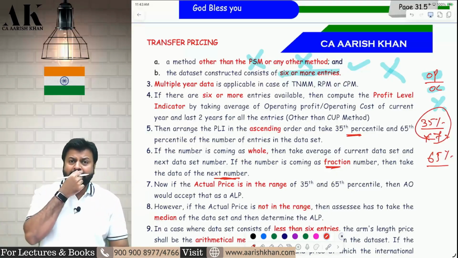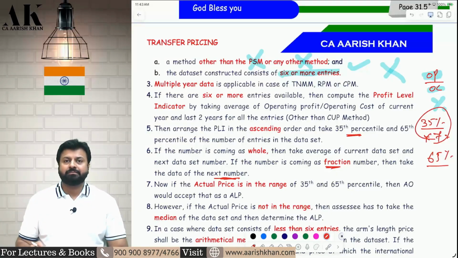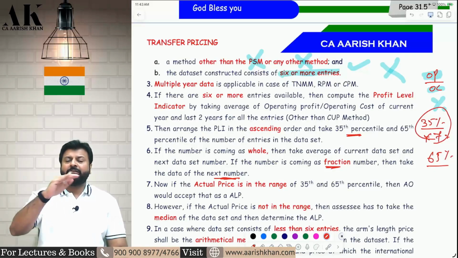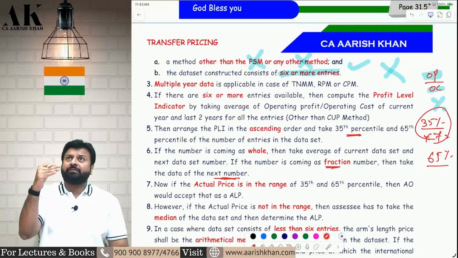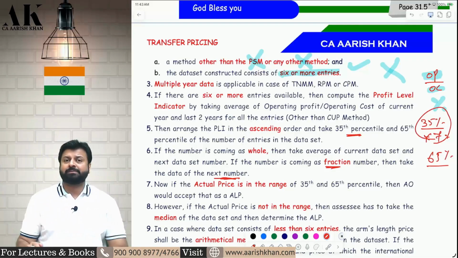But if you are outside that range, then you have to find out the median. Median means 50% of 7. Again, 50% of 7 is 3.5. It is a fraction, so go to the next number. The next number is 4. Add 4. You have laid down 7 items. Add 4. Whatever is the percentage, that will be your arm's length price.